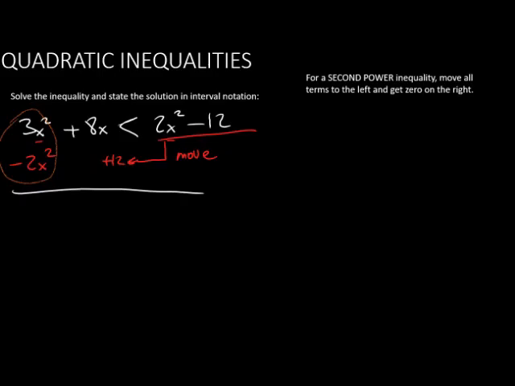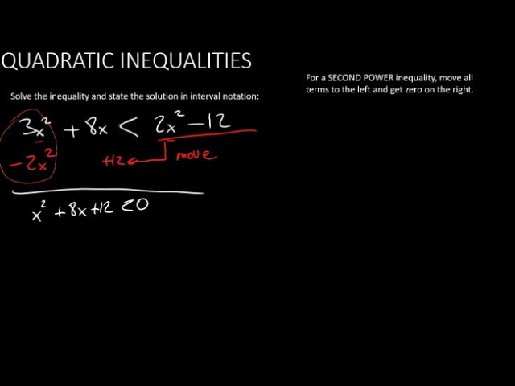The 3x squared and negative 2x squared you may subtract, and 3 minus 2 makes 1, leaving us with just 1x squared. I'm not going to write the 1, we'll just say x squared here. The 8x and the 12 will not combine, and so we now have x squared plus 8x plus 12 less than 0.